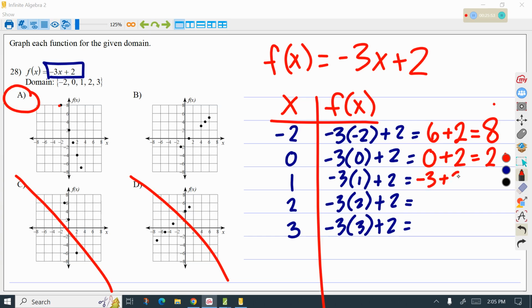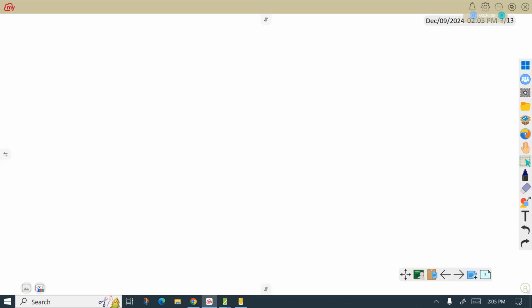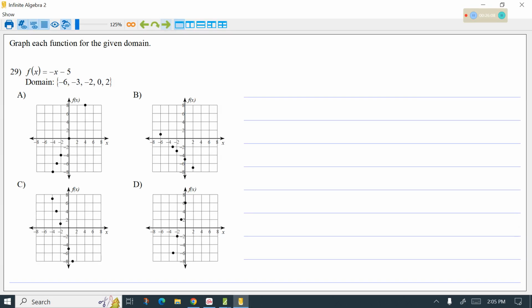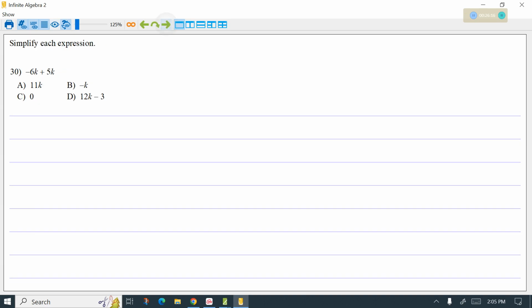Negative 3 plus 2, okay? Negative 6 plus 2, and negative 9 plus 2. And you're going to see they're all going to give us different coordinates. And you just put them down and check if they're correct, all right? Okay, so for 29, I'll let you guys check that, but again, the answer for this one is B, so you can double check that one on your own.